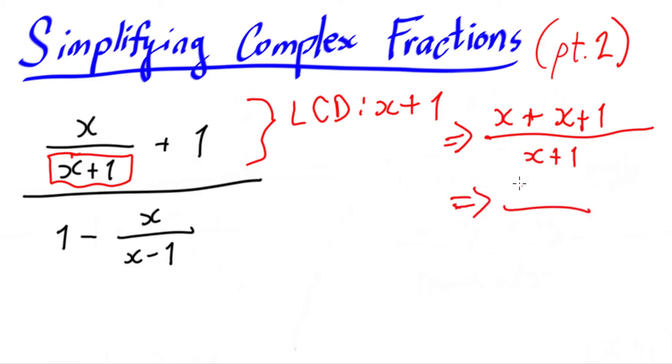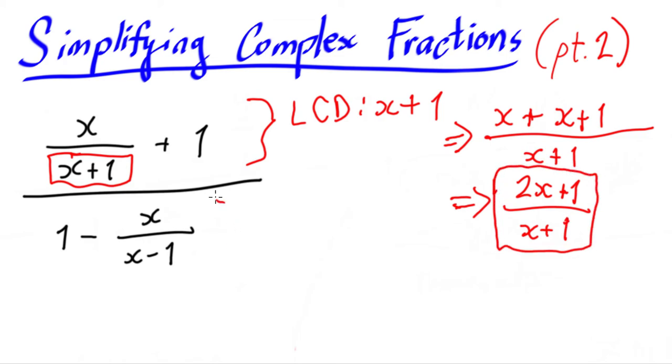So this will give us 2x plus 1 over x plus 1. So this is our numerator. Now for the denominator, let's have the LCD again. Since one of the numbers again is just 1, we can just stick with the LCD x minus 1. With that in mind, we can get the denominator.